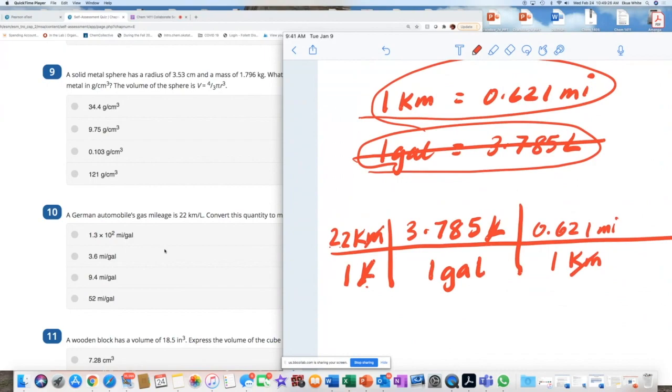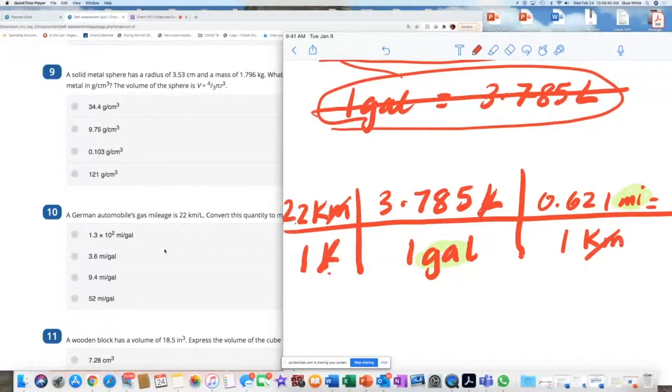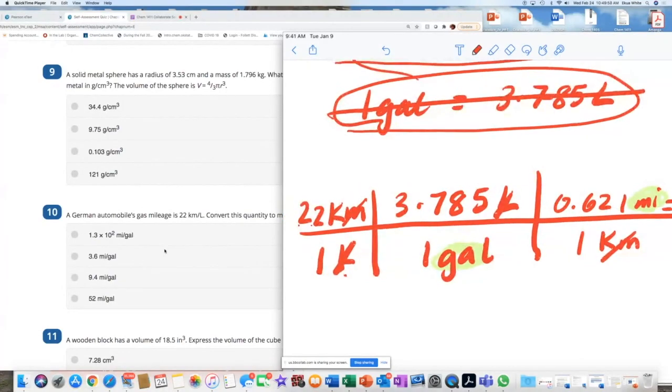Okay, so the units I have remaining now are miles on top, gallons on the bottom. I'm to the point where if the units don't work out, I'm not even wasting my time doing the math, right? Because the math is going to come out wrong if the units don't work out right. So I have miles on top, gallons on the bottom. Now I'll invest my time doing the math. 22 times 3.785 times 0.621. Oh, that's it.